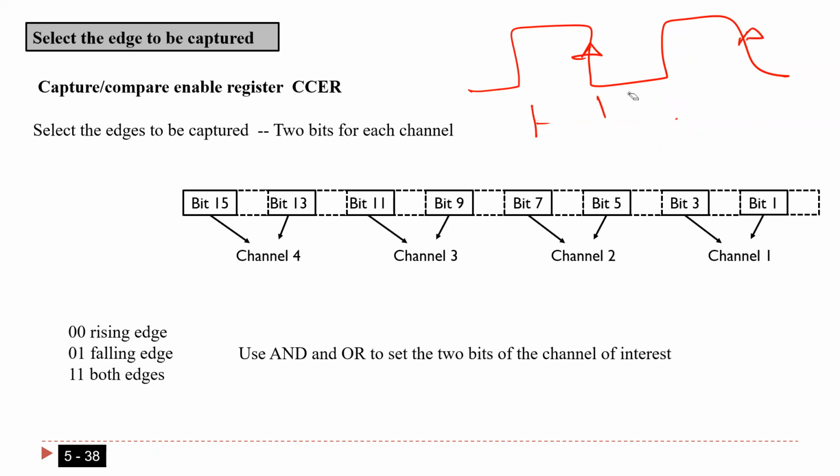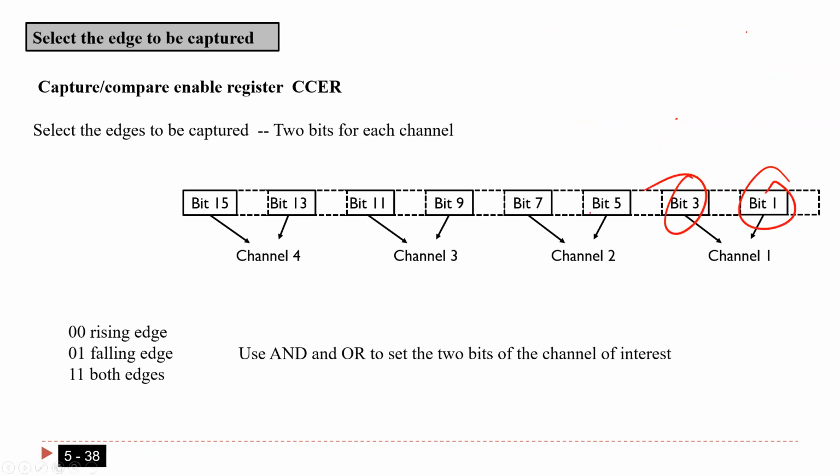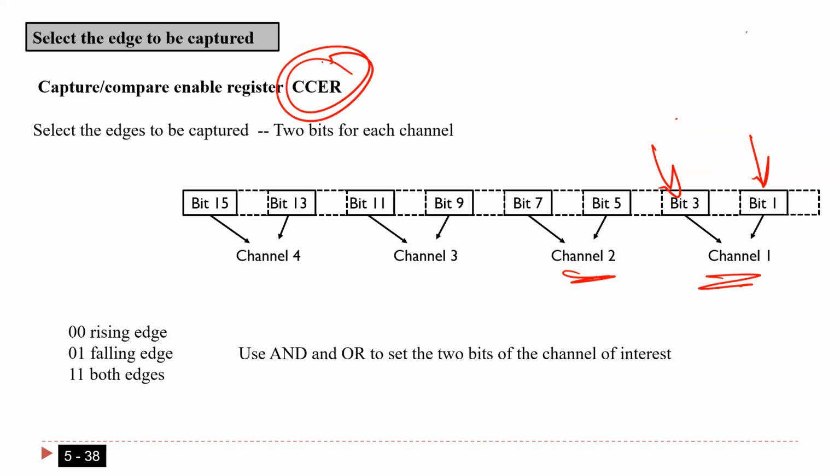However, we have other options. You can capture rising and falling as well. So what do you want to capture? Only rising, only falling, or both? As you see here, guys, in this register, for every channel we have 2 bits. They are not next to each other. This is how they made it. So for example, for channel 1, here we have bit 1 and bit 3. For channel 2 in this register. Every timer has a register like this one. This is for channel 2, this is for channel 3, this is for channel 4.